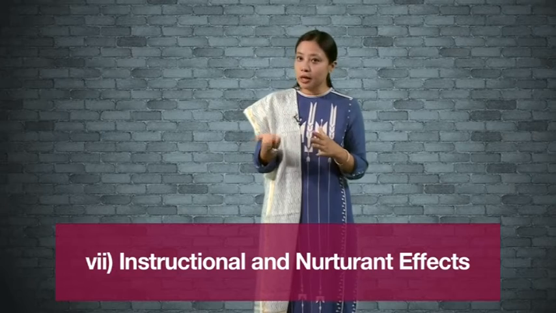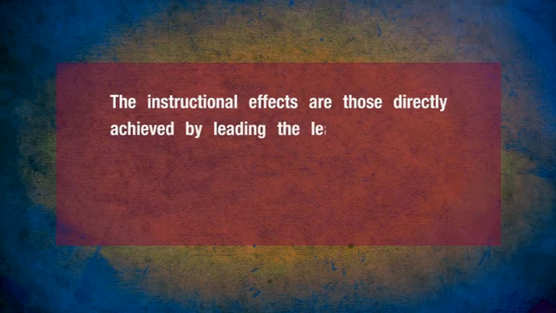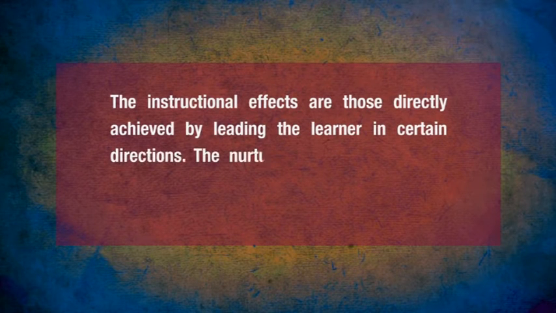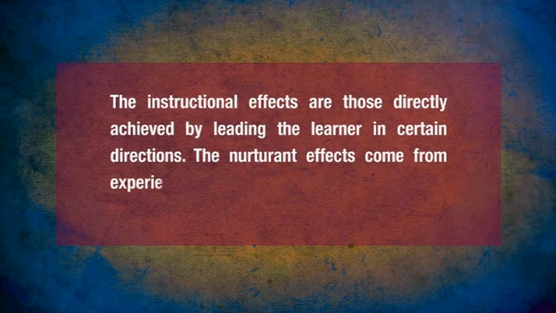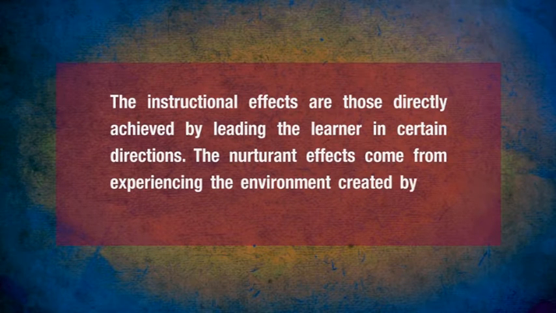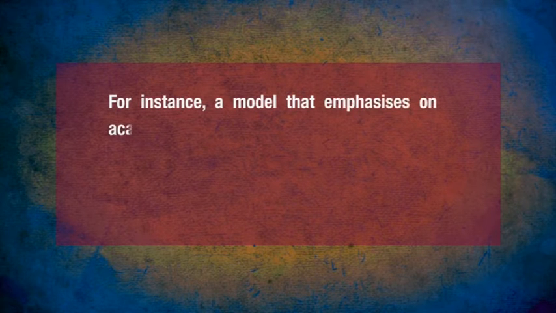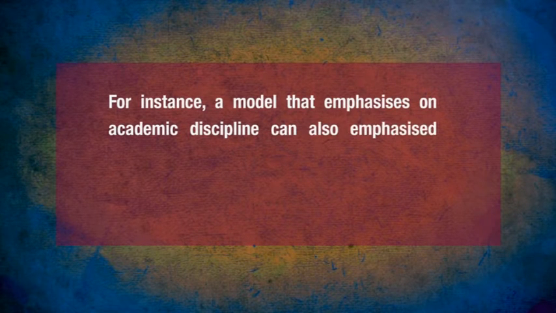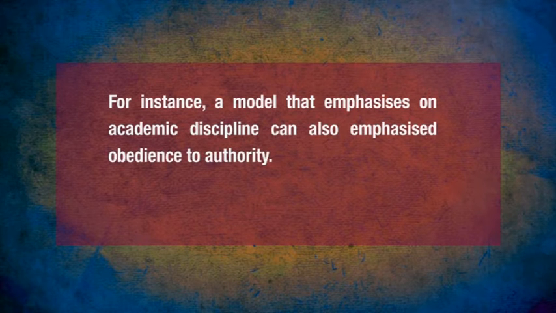Number 7, instructional and nurturant effects. The description of the effects of models can validly be categorized as the direct or instructional effects and the indirect as nurturant effects. The instructional effects are those directly achieved by leading the learner in certain directions. The nurturing effects come from experiencing the environment created by the model. For instance, a model that emphasizes academic discipline can also emphasize obedience to authority.